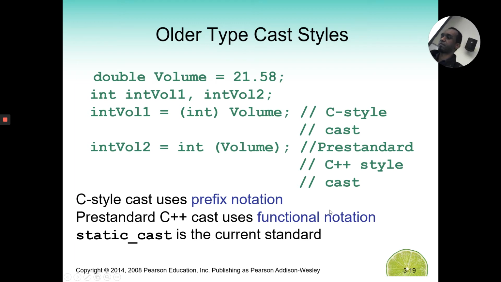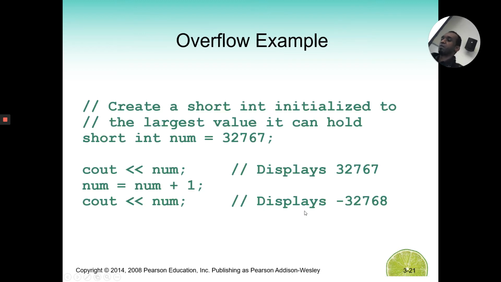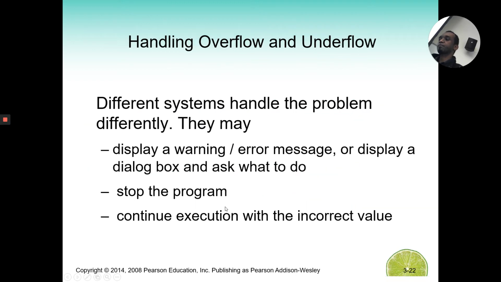You have overflow and underflow. This occurs when assigning a value that is too large, which is the overflow, or too small, which is the underflow, to be held in a variable. So the variable contains a value that is wrapped around the set of possible values. The compiler gives you a choice on how you handle these. It may display a warning, an error message, or a dialog box and ask what to do. Or it will ask you to stop the program or continue execution with the incorrect value.